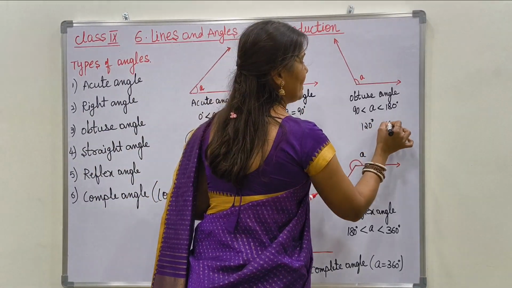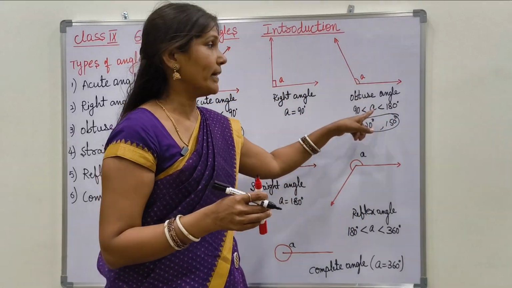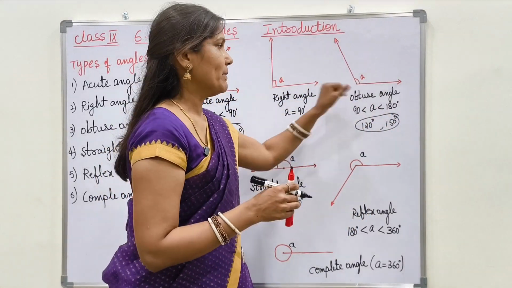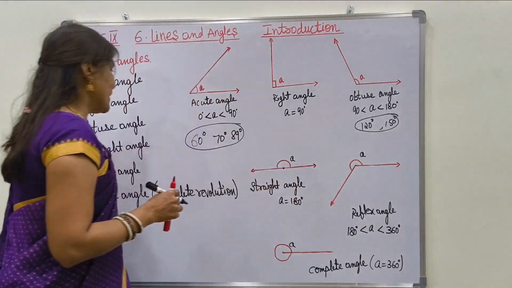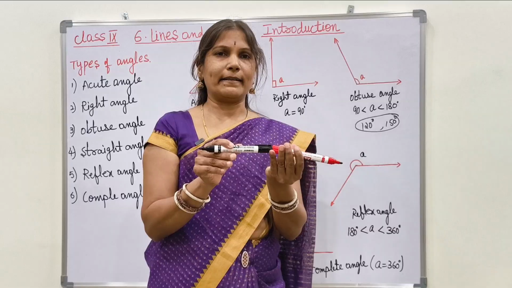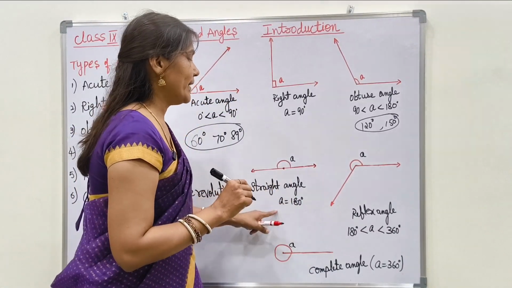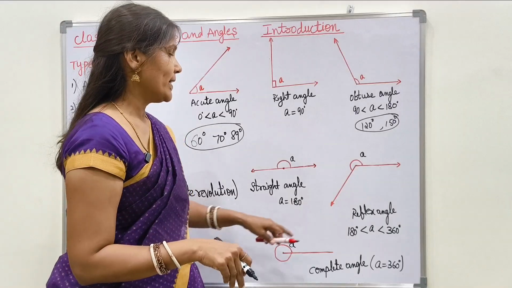Obtuse angle. Next, 150 degrees is an obtuse angle. An obtuse angle means more than 90 and less than 180. Next, which angle? Straight angle. A straight angle means like a straight line. How many degrees is a straight angle? 180 degrees. 180 degrees means it is called a straight angle.